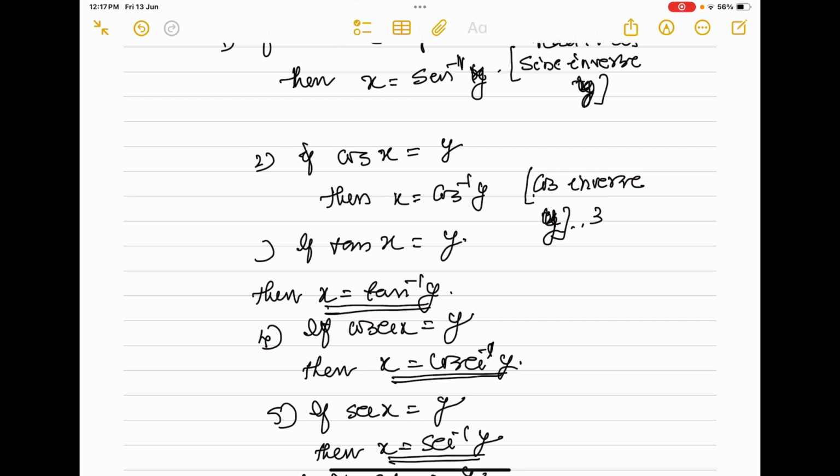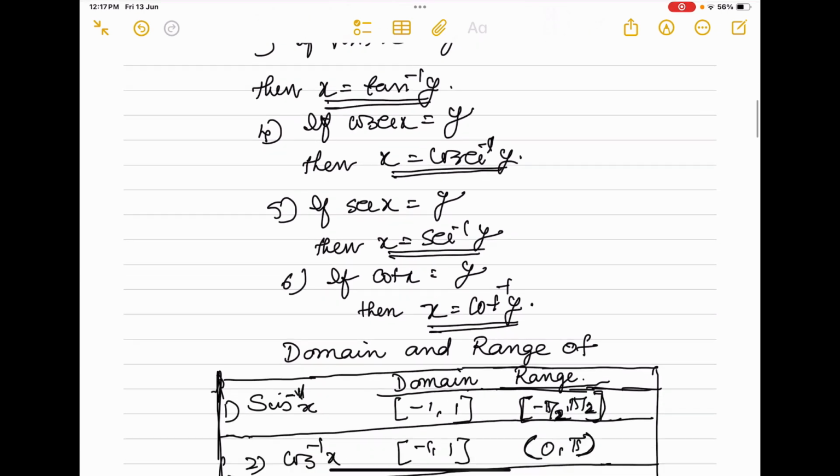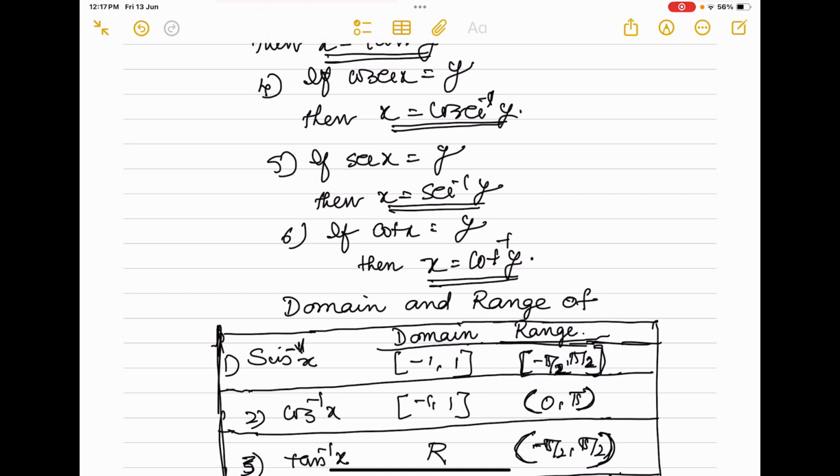It is never equal to the reciprocal of that function, 1 by cos y or 1 by sin y or 1 by tan y, etc. If tan x equals y, then x equals tan inverse y. If cosec x equals y, then x equals cosec inverse y. If sec x equals y, then x equals sec inverse y. If cot x equals y, then x equals cot inverse y.